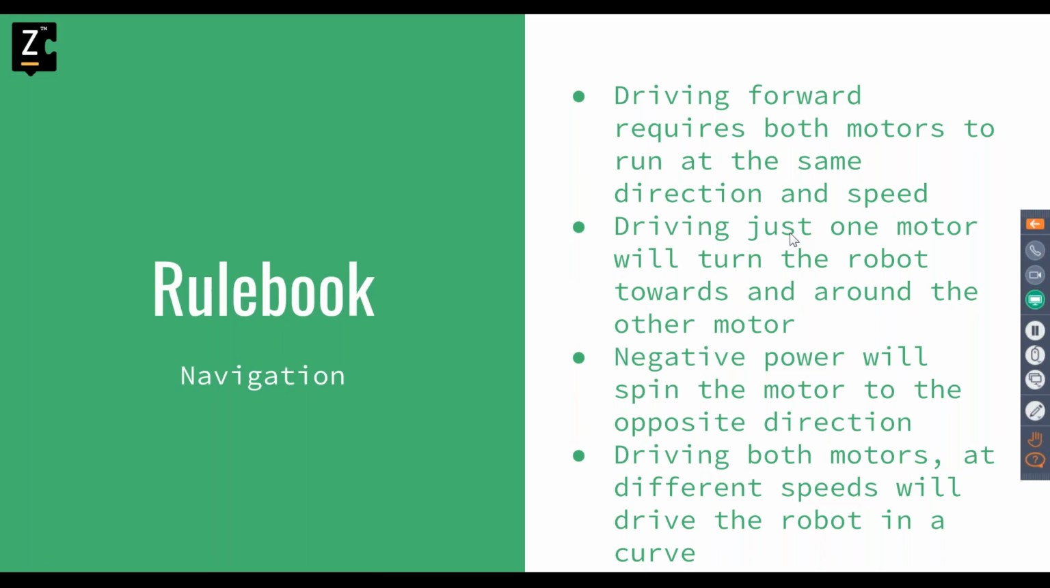Here is our rule book again. Let's see what we have. Driving both motors at different speeds will drive the robot in a curve towards the slower motor. We can also add that the turn radius is in opposite correlation to the difference in speeds between the two motors. So, the higher the difference, the smaller the turn radius. This is a great rule. We can now apply it to our navigation mission number 6.